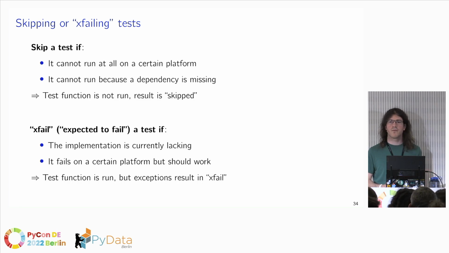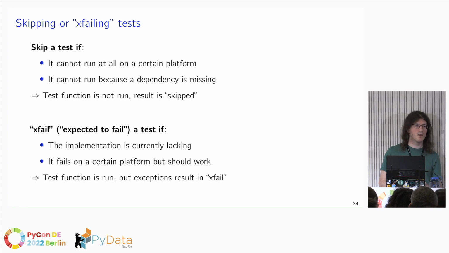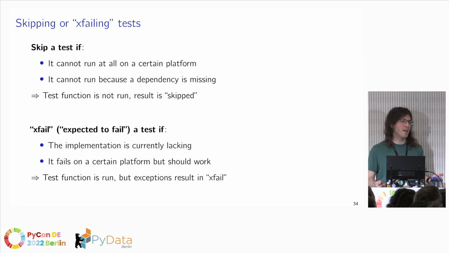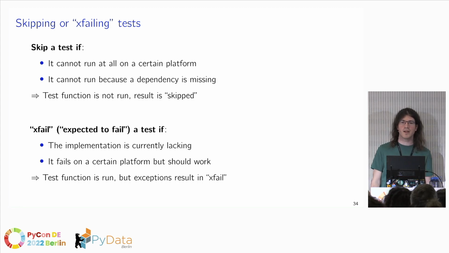Skip is kind of self-explanatory, I'm guessing. You would skip a test if it can't run at all, usually on a certain platform. Maybe you write a test for Linux, which doesn't make any sense on Windows, so you want to skip it there. Or maybe you have some kind of optional dependency in your project, and if it's not installed, you just want to skip the affected tests instead of making them fail.